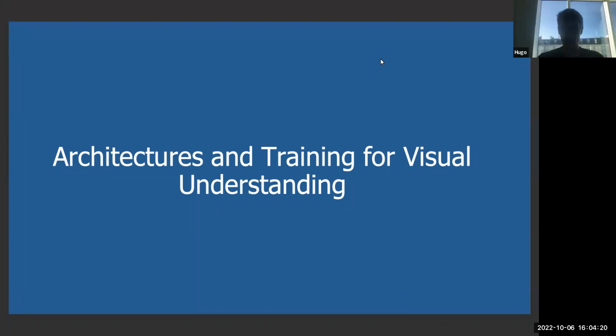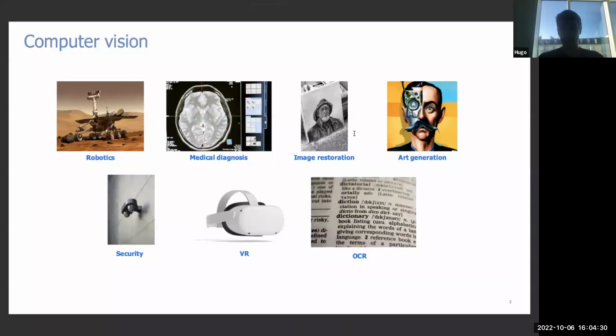Thank you very much for the introduction and for the invitation. So today I will talk about architecture and training for visual understanding. This presentation is mostly on computer vision, and it can be long to say what is computer vision, but here I provide some examples in order to have a better idea of what is computer vision and how computer vision can be used in the real world.